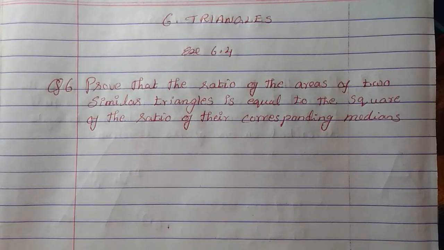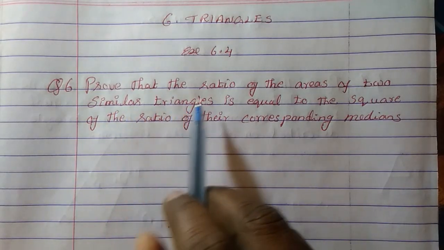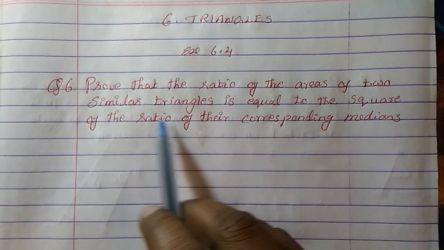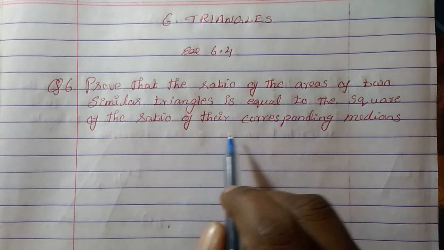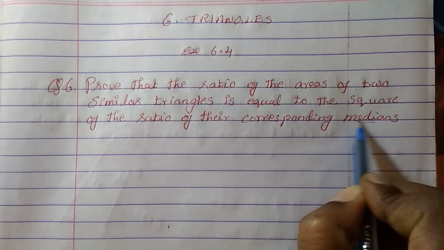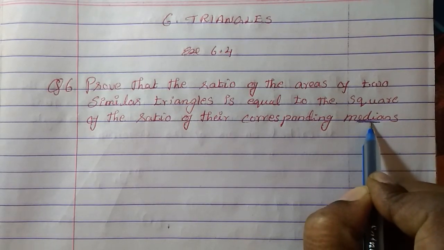Today we are going to study chapter 6 triangles, exercise 6.4, question 6. Prove that the ratio of the areas of two similar triangles is equal to the square of the ratio of their corresponding medians. So not sides here, it is medians.